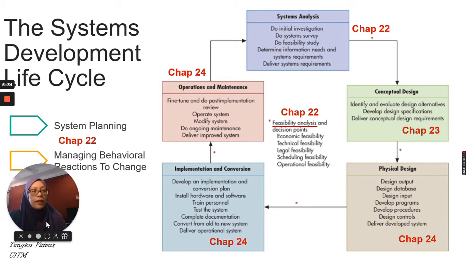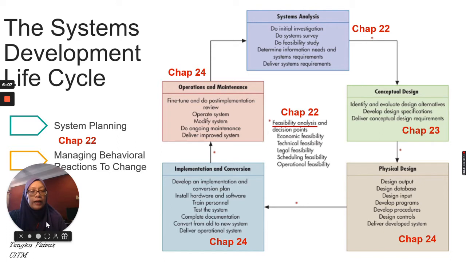So actually the last step to conceptual design requirement is the reports that we produce from this phase. Then the next phase is the physical design, which we're going to discuss in the third chapter of the AIS 655, which is chapter 24. This is where they design the physical system, including output design, database design, input design, program, procedure, control, and they will deliver this development system.